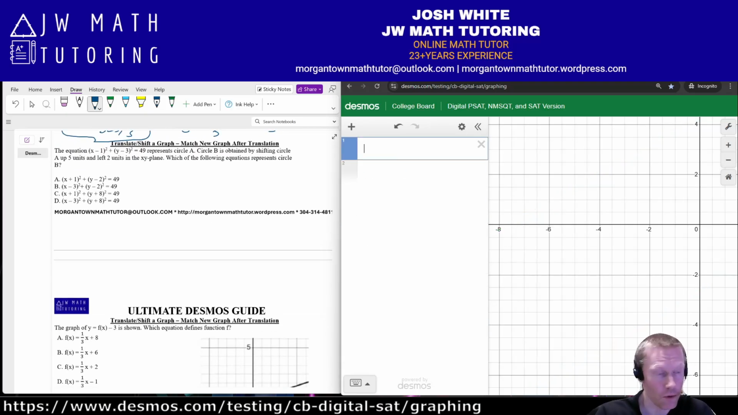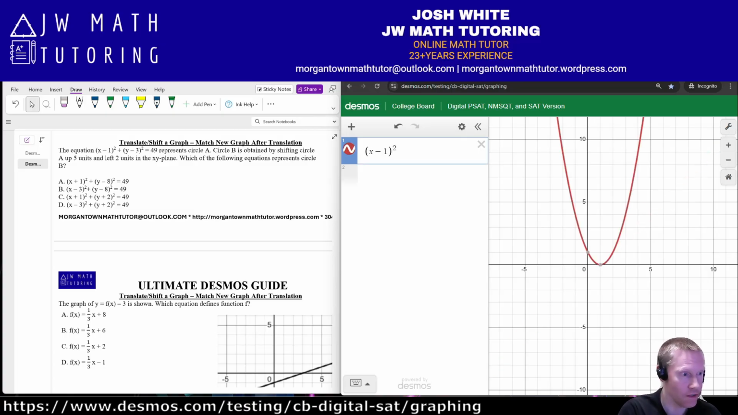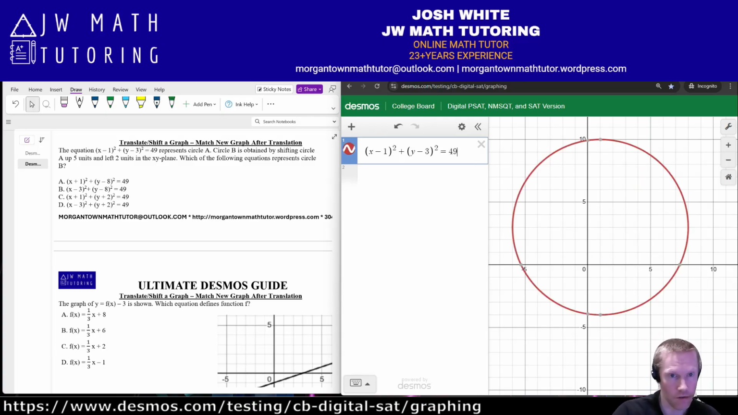So other types of problems where you can use translations is basically when you're trying to match a graph, or find an equation of a function from a graph, before or after a translation. So let's take a look at this next problem, which deals with matching the original function to the graph of a new function after a translation. Here we're dealing with a circle, equation given in standard form. So I can just go ahead and graph the original circle. All right, and we have it on the screen right here.